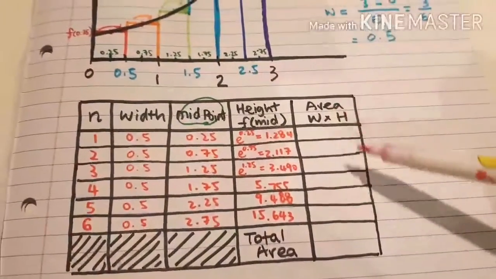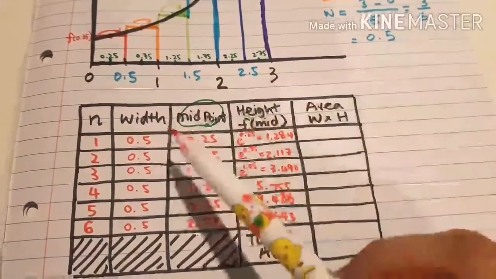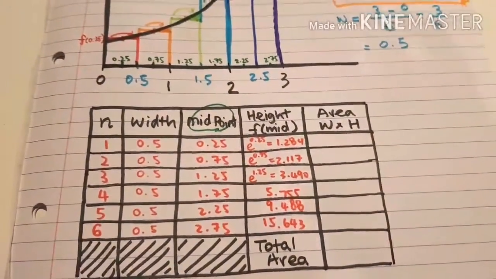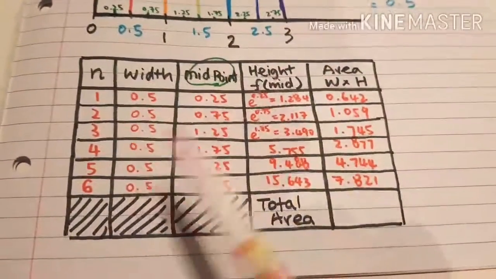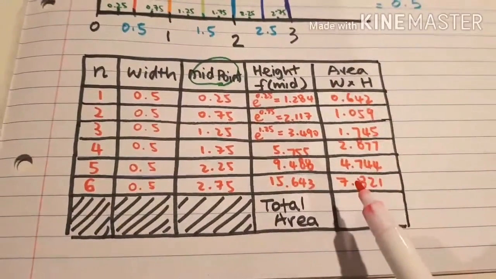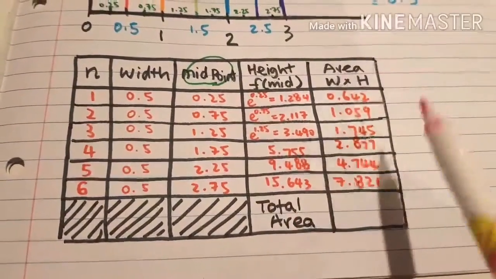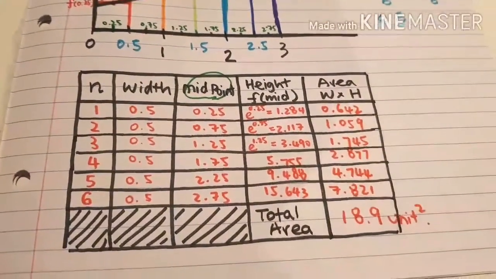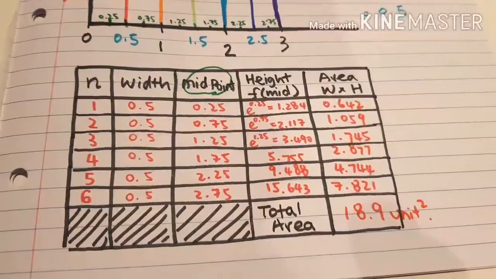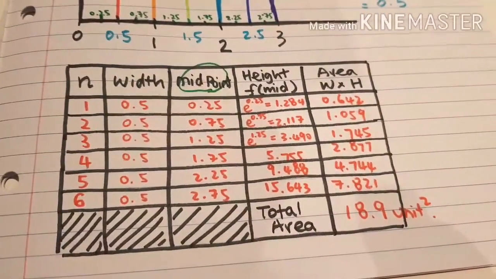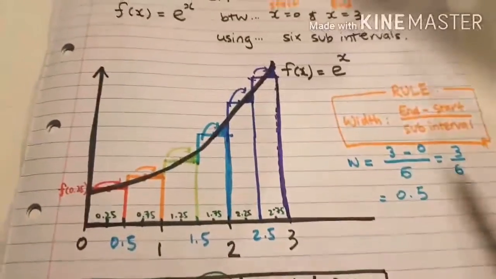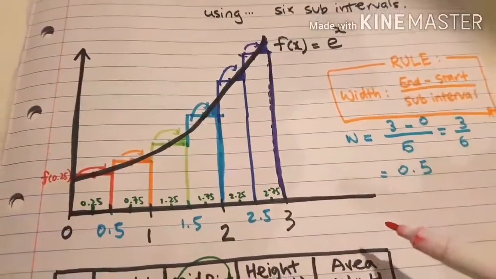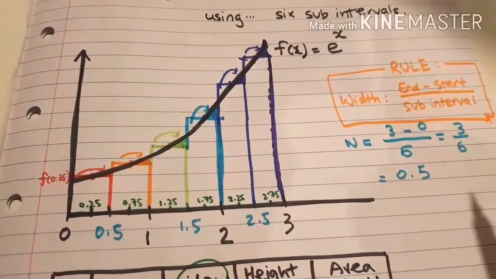Now I need to find the area of each rectangle, which is width times the height. So that times that. I just multiplied the width and the height, and I got the area of each. Then I just need to add all of them, adding all those rectangles, which will give me 18.9 units squared. So there you go. That's one way of approximately calculating the area under the curve when you cannot integrate a function. That's another useful way to estimate it.